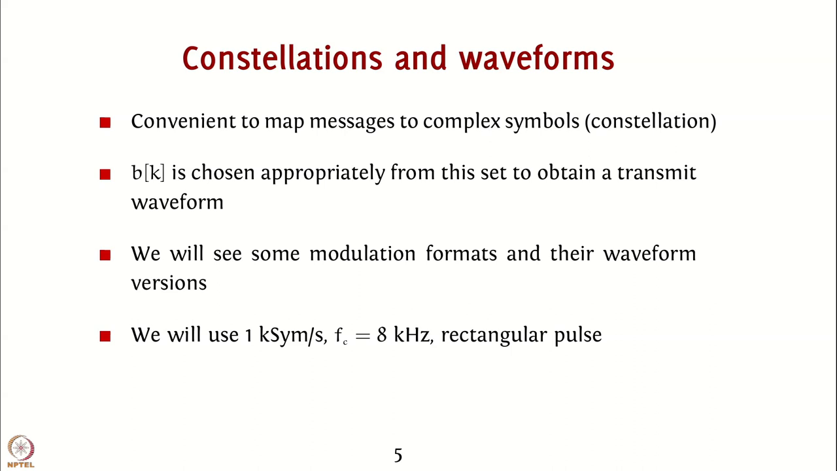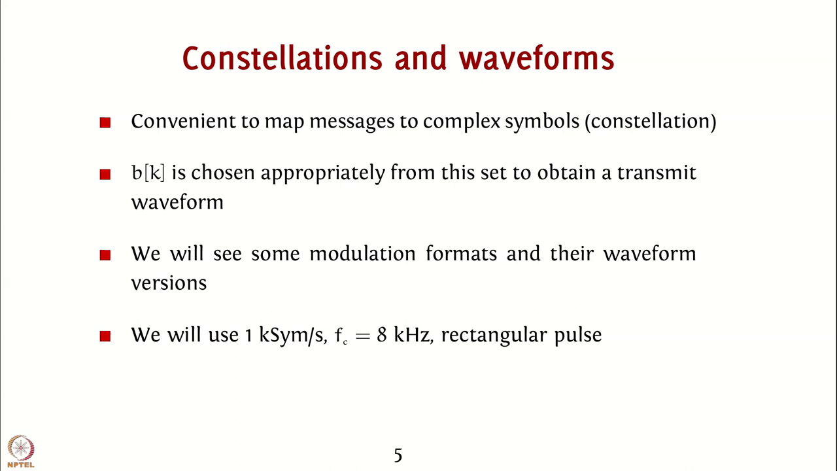We should now keep in mind what constellations are and their connection to waveforms. It is convenient to map messages. It could be bits like 0 and 1, or it could be a set of 10 messages, but these have to be mapped to something more convenient, wherein we choose complex symbols, also known as a constellation due to their appearance on a two-dimensional space. These constellations consist of complex symbols that are sent and have to be detected at the receiver.